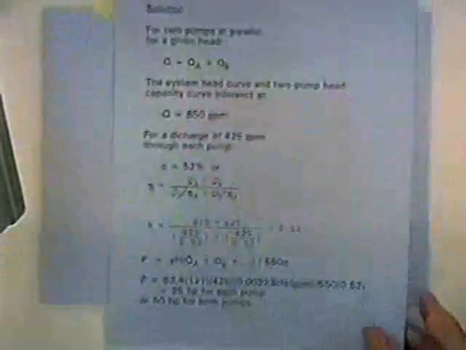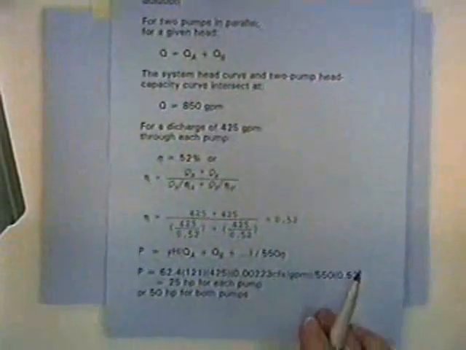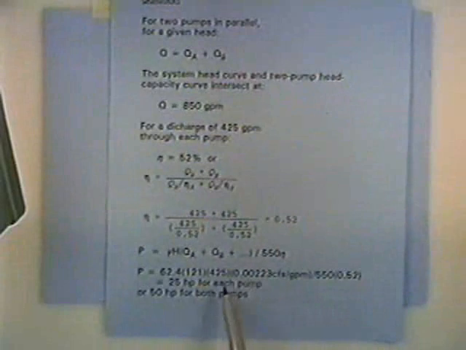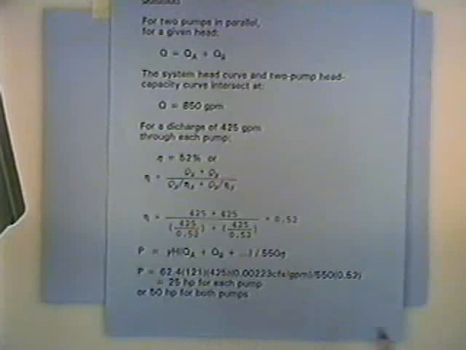I'll plug in the 121 feet and plug in the flow rate, plug in a conversion factor to convert gallons per minute to cubic feet per second, divide by a conversion factor that takes foot-pounds per second and converts it to horsepower, divide by the efficiency of 0.52, and I'll get 25 horsepower for each pump, and the two pumps would be twice that, or 50 horsepower.